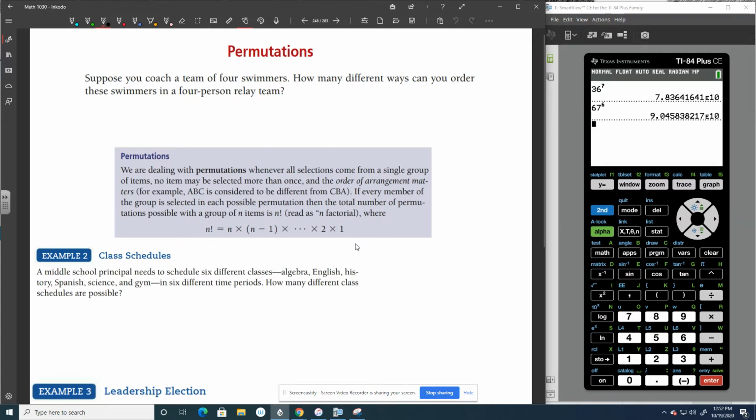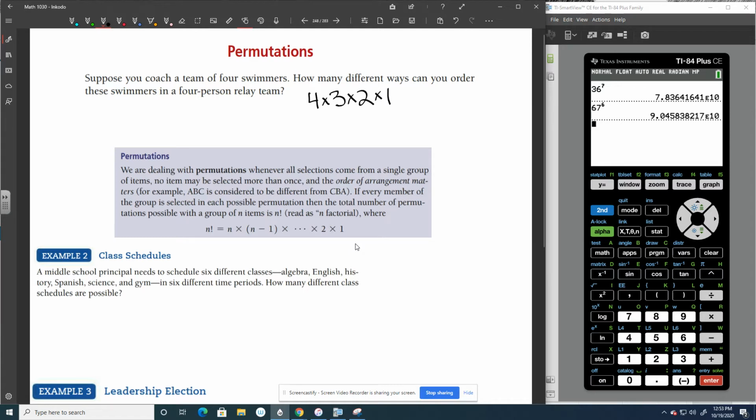Or in other words, I've got 4 swimmers that I'm choosing from, and they're going to do a relay race. Well, the first racer could be one out of those 4 people, but the second swimmer can't be the first one that I chose. It can only be the 3 that are left. And then my third swimmer has to be chosen from the 2 that are left. And my last swimmer is just whoever's left over.